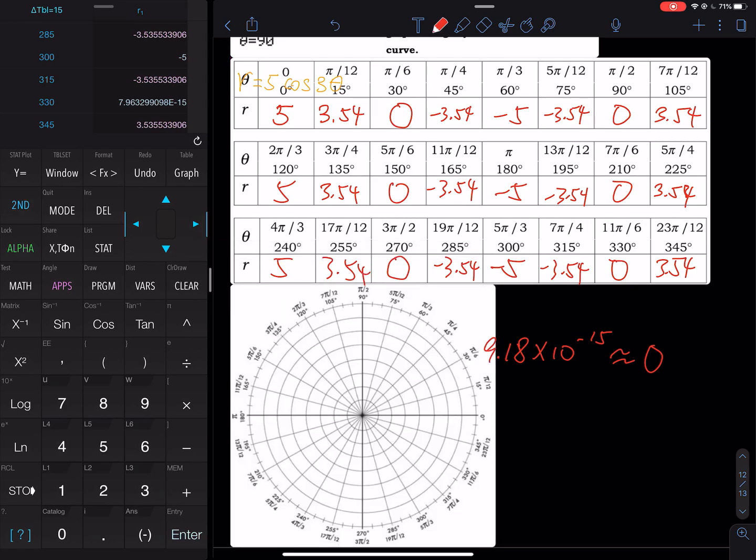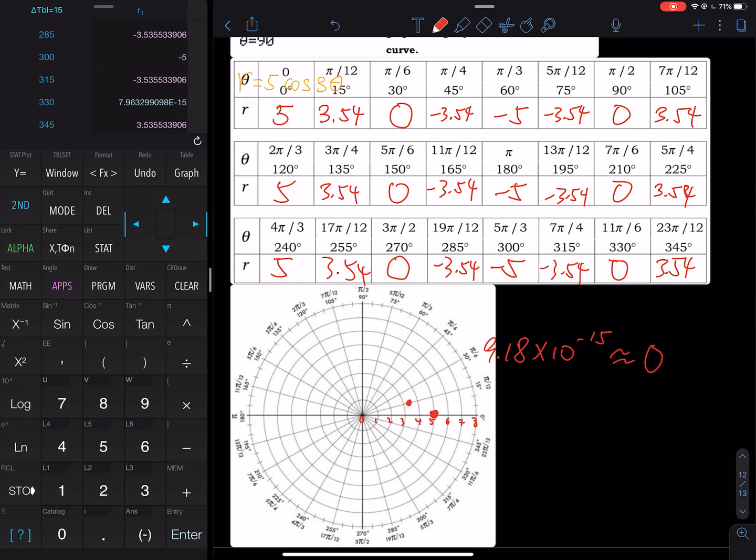Okay, so the first point is (0, 5), right? So we have 0, 1, 2, 3, 4, 5, 6, 7, and 8. So 0, 5. Then we have our first point. And then the next one is 3.54 and then 15 degrees. So that is a little bit more than 3.